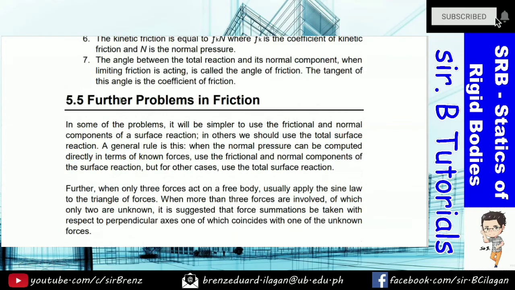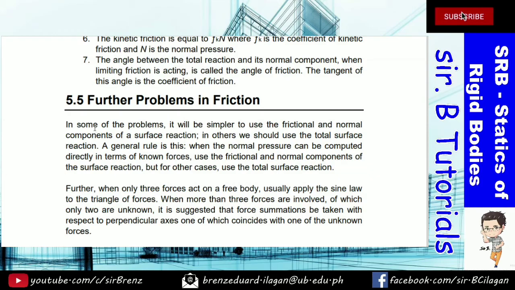Okay, so further problems in friction. Under 5.5, in some of the problems, it will be simpler to use the frictional and normal components of a surface reaction. So dito papasok yung resultant. Again, yung resultant mo is just made up of components. Ang component niya is yung frictional resistance at yung normal force. So sometimes pwede mong gamitin yung component na lang.